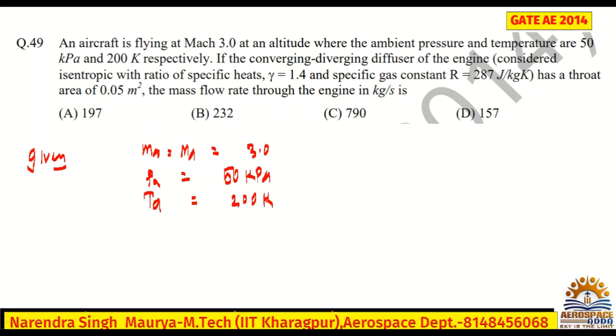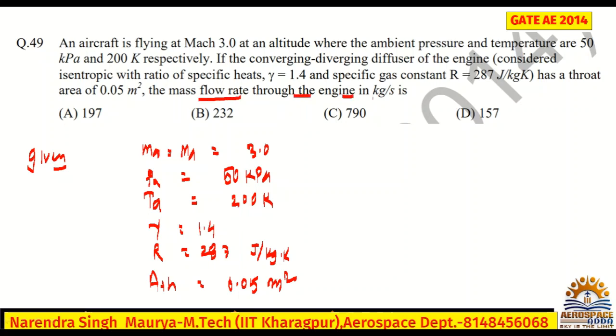Remember, ambient temperature is always a static value, okay? Static pressure, static temperature. The converging diverging diffuser of the engine is considered isentropic with ratio of specific heat gamma, they have given 1.4. R they have given 287 joule per kg Kelvin. Throat area for the converging diverging diffuser is 0.05 meter square. They are asking the mass flow rate through the engine.